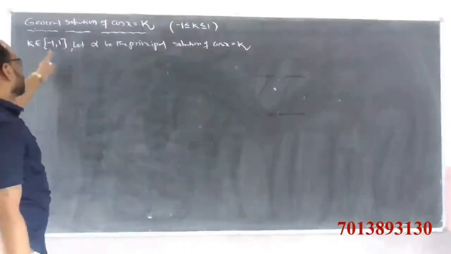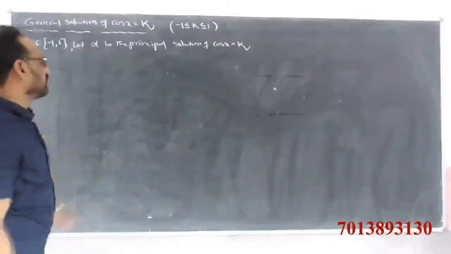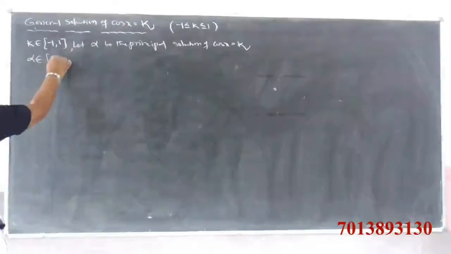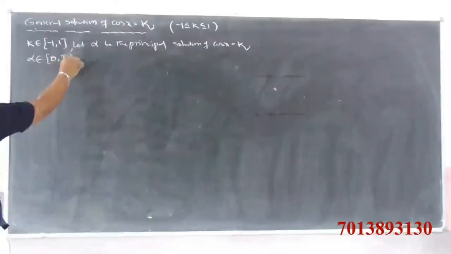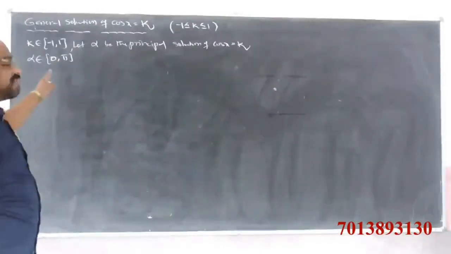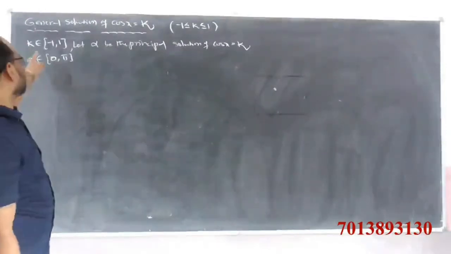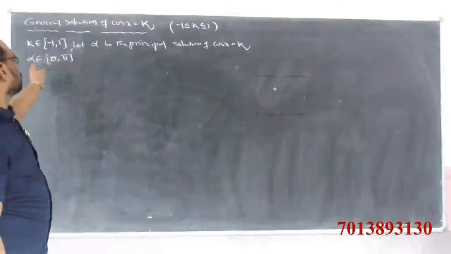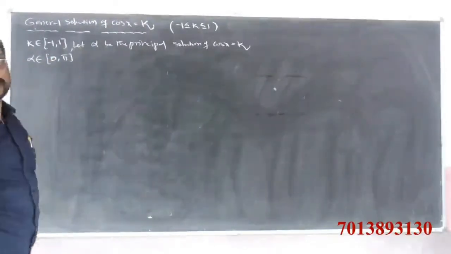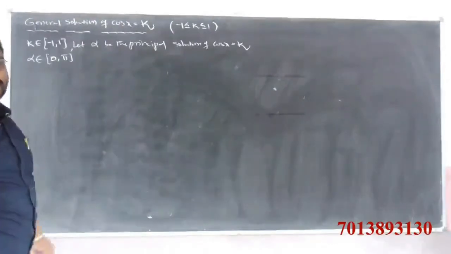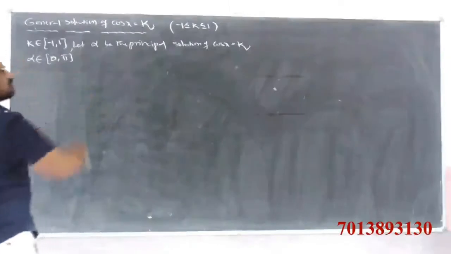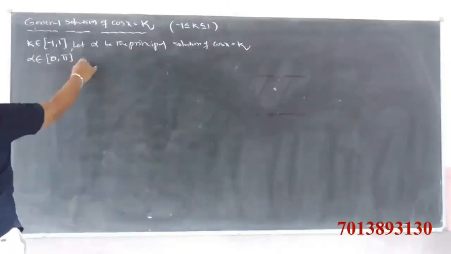For every k belongs to the closed interval minus 1 comma plus 1, there exists a unique alpha belonging to 0 to pi. That is, alpha belongs to 0 to pi. Alpha is called the principal solution of cos x equals k.